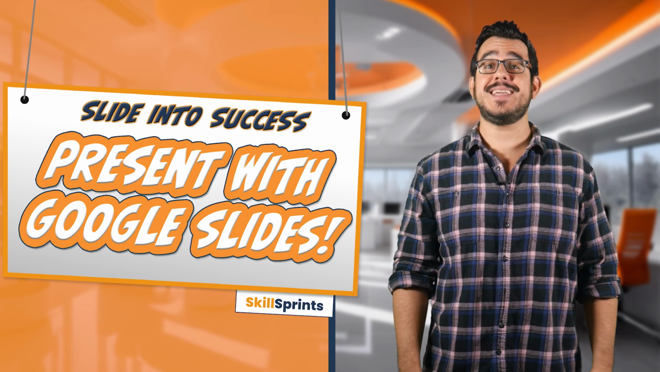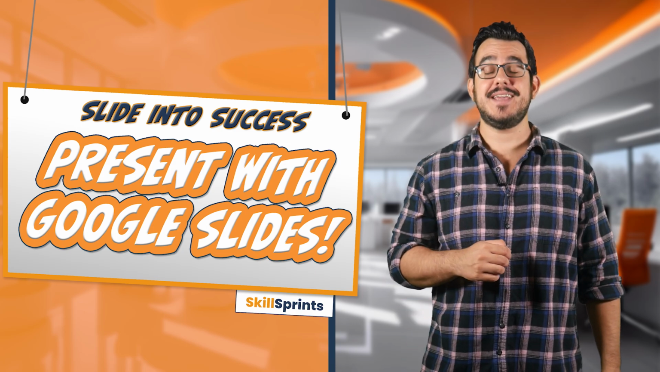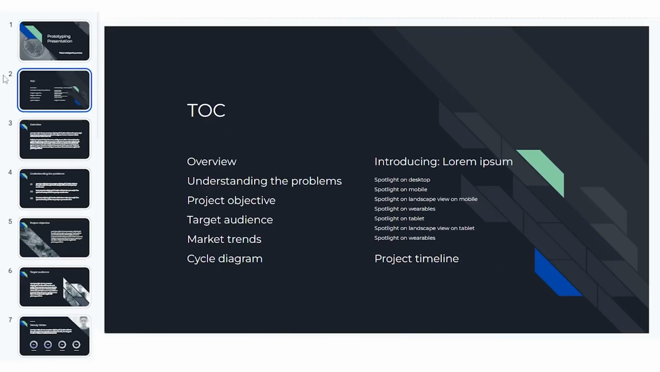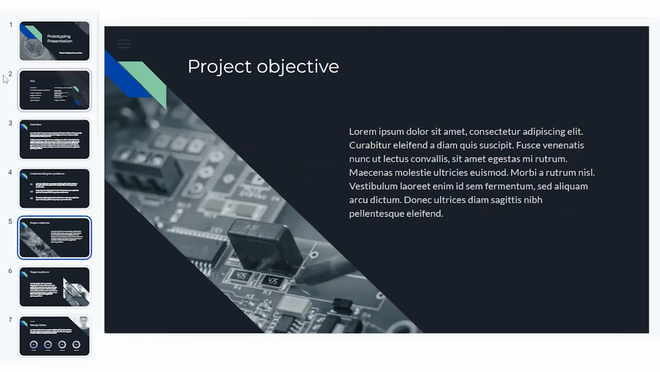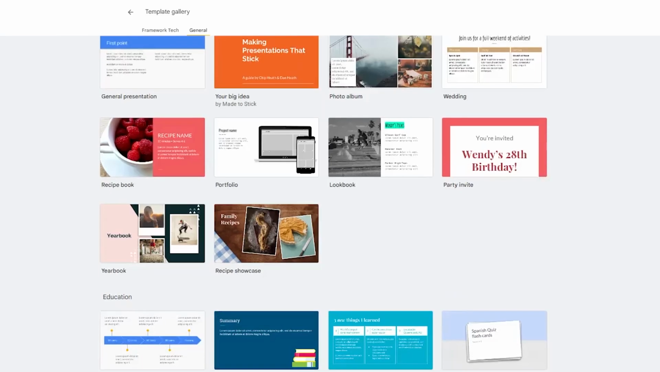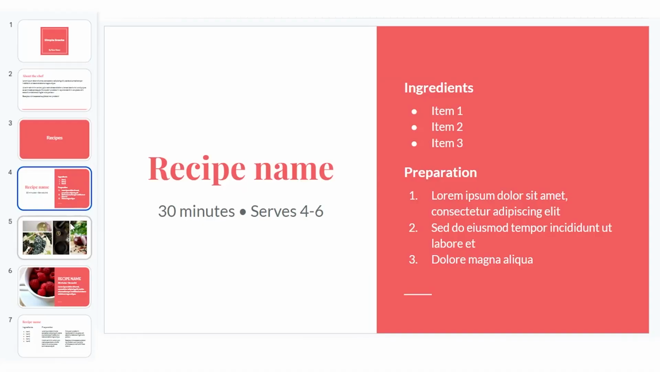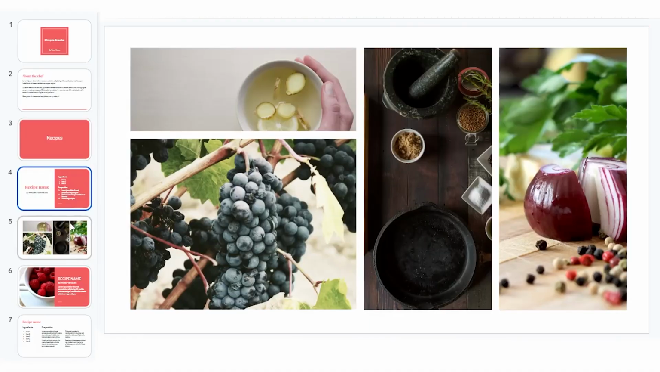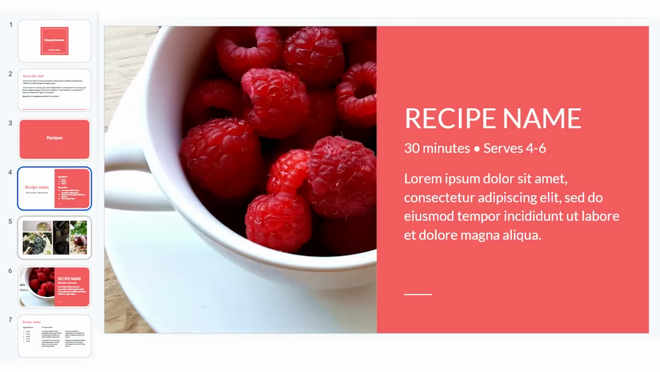First, let's talk about some key design principles that will make your presentation stand out. One of the more basic ideas is to start with consistent themes. Google Slides offers a variety of themes that ensure your presentation looks cohesive and professional. It's important to select a theme that complements your content and stick with it throughout your slides.